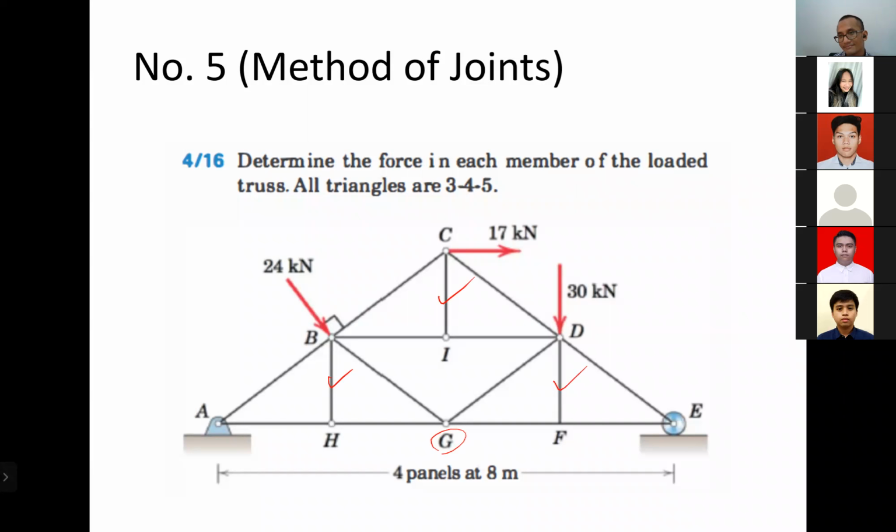Absolutely. Okay, so the one that you want to ask is why you get 0 there, right, Asep? Yes. Okay, that's the topic of our study today. So this is the thing that I want to discuss. The next thing that I want to discuss is about zero force member.